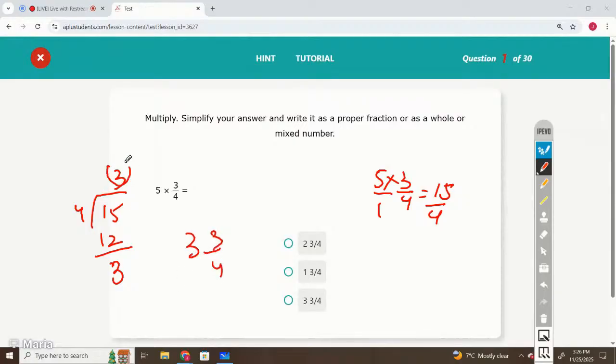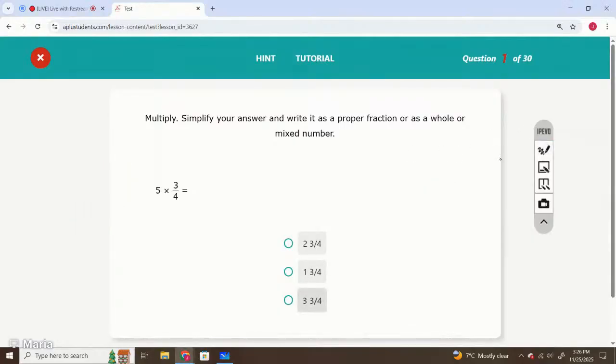This is the whole number. This is the numerator and this is the denominator. The correct option is 3 whole 3 over 4. Got it? Option number 3 is the correct option. That is 3 whole 3 by 4.